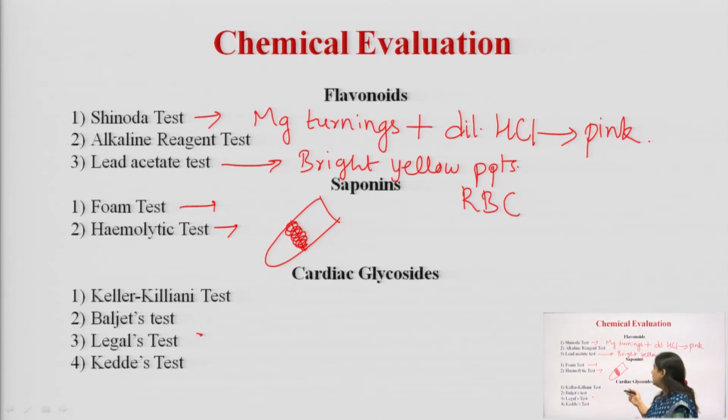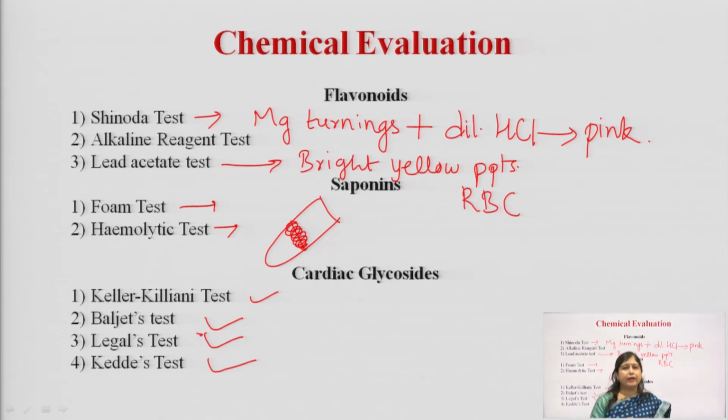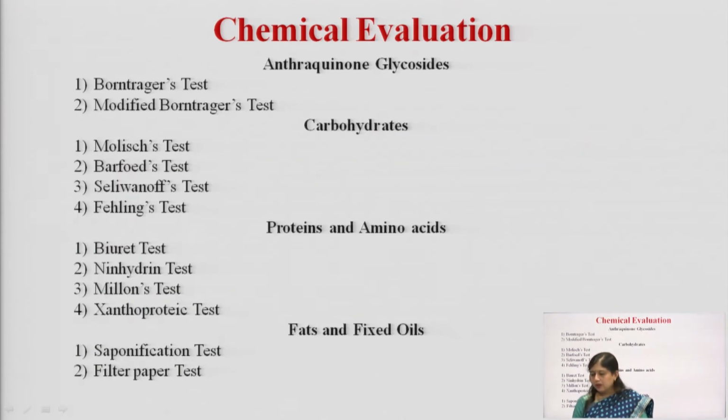Then we have certain tests which are done for the cardiac glycosides, like the Keller-Kiliani test, Baljet test, Legal's test and Kedde's test. These are also very important, because cardiac glycoside itself belongs to a very important category of drugs. So, now we move further to the Born-Traeger test and the modified Born-Traeger test.